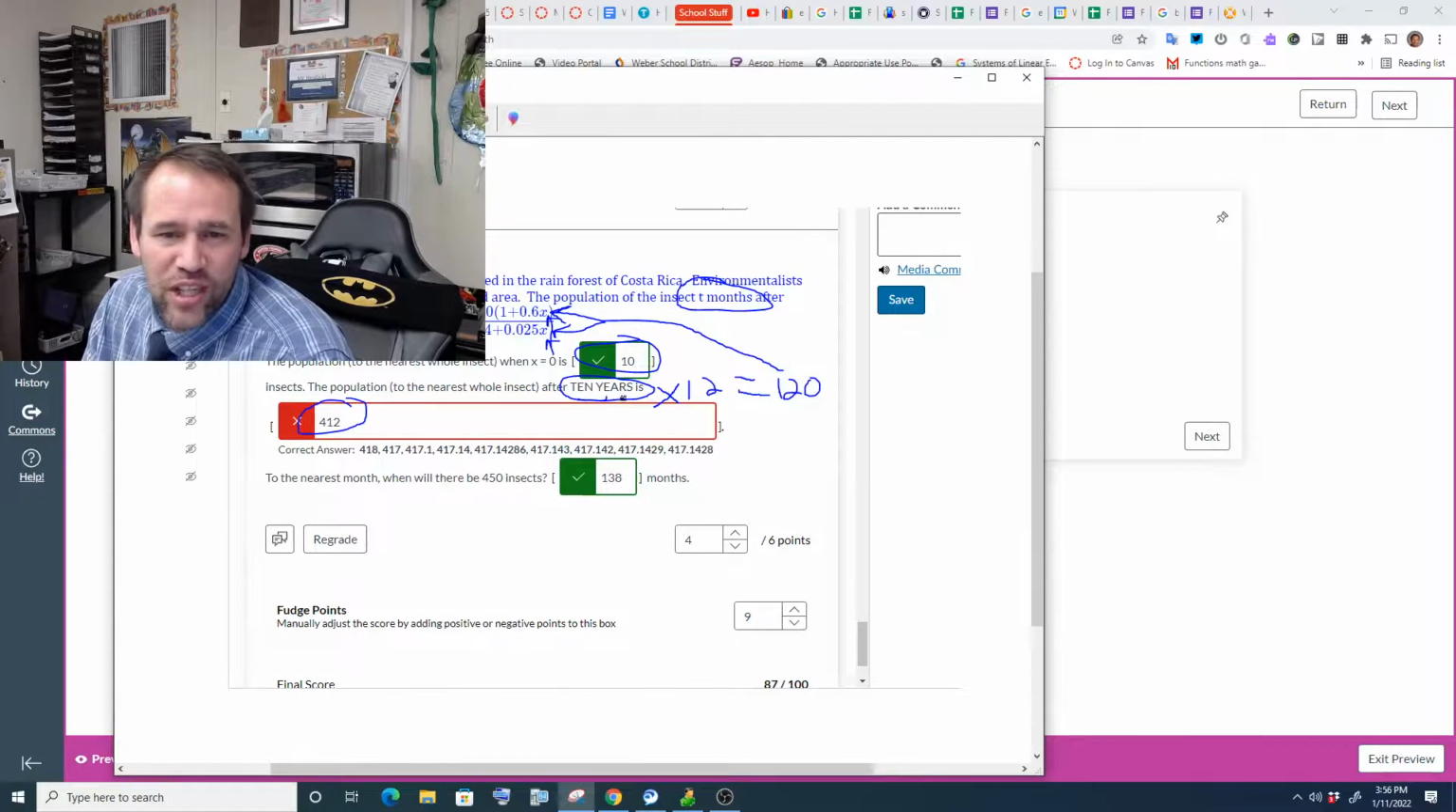This next one is tricky because it asks for after 10 years, and the problem is actually in months. So you're going to have to take that 10 years and times it by 12. You get 120. Awesome. And then you take 120 and plug it in for x.